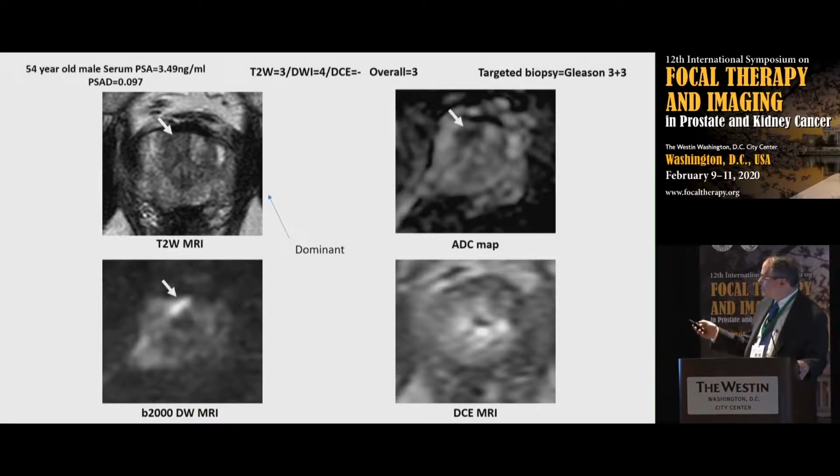But here, for instance, is one that you might be tempted to upgrade. It's a transition zone lesion, and this is the dominant sequence, not really super impressive. So we assigned it a 3. Now the diffusion is quite impressive, low, high, but it's not the dominant sequence according to PI-RADS. So it doesn't have any impact because it's not a 5. There's some enhancement, but who cares? It's not in the algorithm.